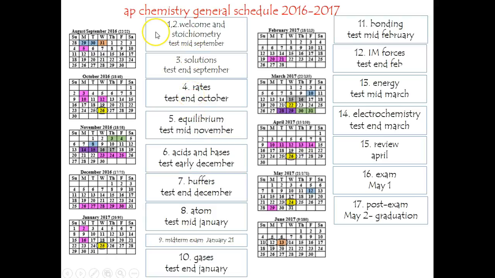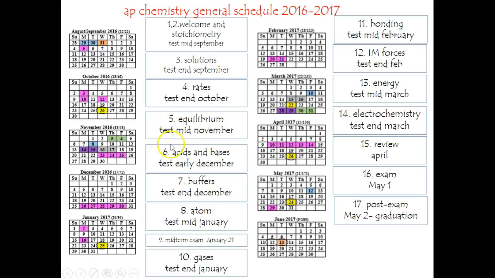Note that we're not starting with the atom and electrons and the periodic table. We're skipping all that, diving right into things like stoichiometry, rates, things like that. That's appropriate for a second-year course since you've already had that, hopefully just last year. So rates at the end of October. Equilibrium we'll be testing on in mid-November.